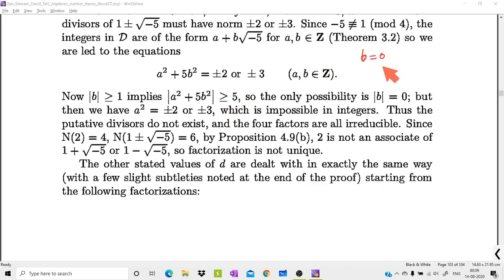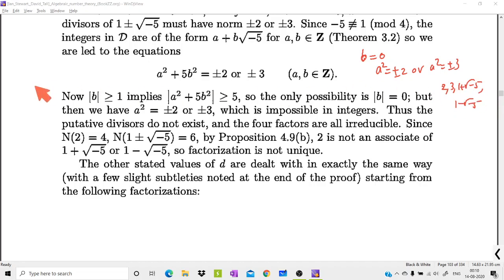So the only possibility is a square equal to plus or minus 2 or a square equal to plus or minus 3. Since a is an integer, a rational integer, an element of Z, a square equal to plus or minus 2 is not possible. That means there are no proper divisors for 2, 3, 1 plus root minus 5 and 1 minus root minus 5 in the ring of integers of Q of root minus 5.